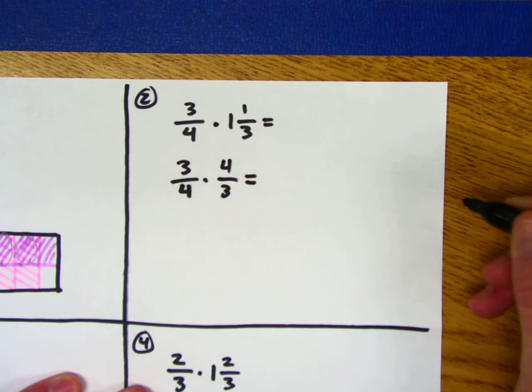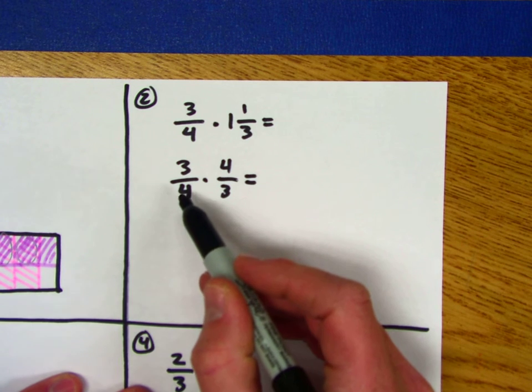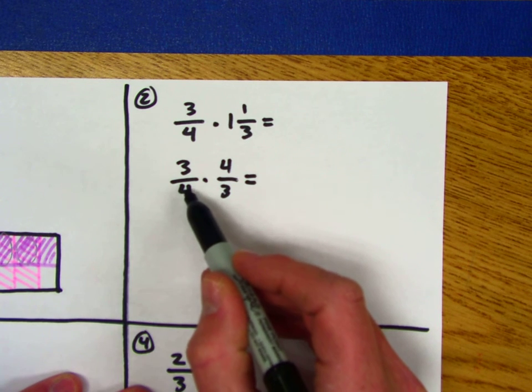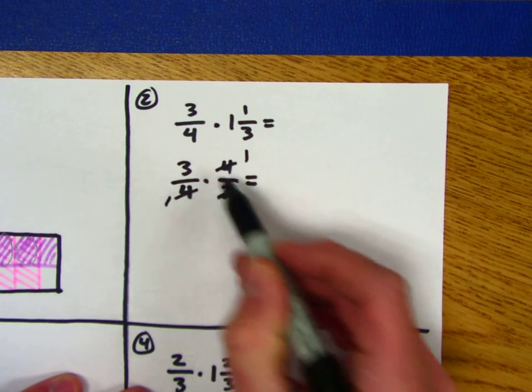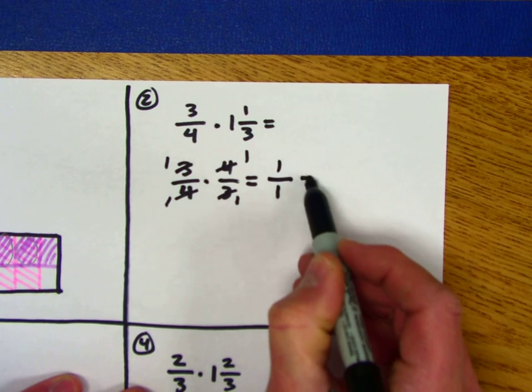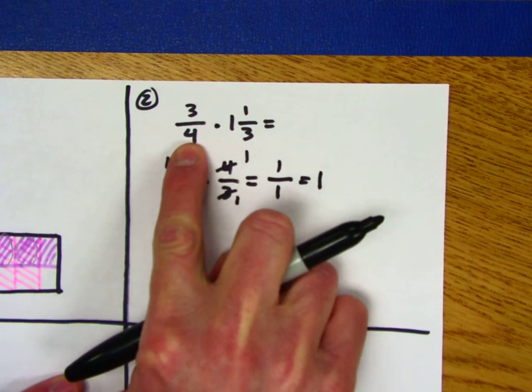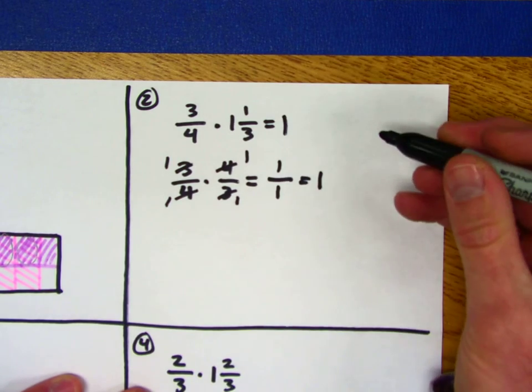This one is kind of a funny one. Can I cross cancel? That's always my next step. Yeah, I can cross cancel. 4 times 1, or 1 4 goes into 4, and 1 4 goes into 4. 1 3 goes into 3, and 1 3 goes into 3. So my answer is 1 over 1, which is 1. That means 3/4 of 1 1/3 is 1, is my answer here.